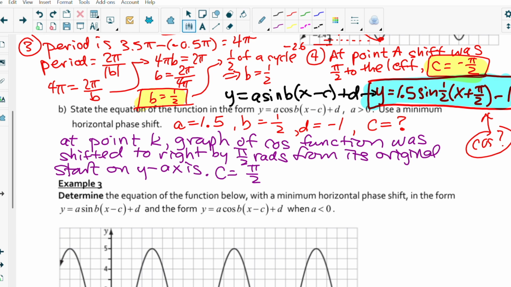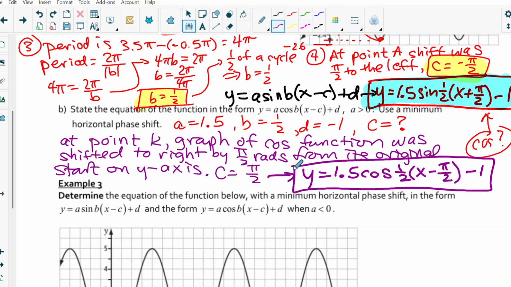Okay, so the a, b, and d values are all the same. What does the new cosine function look like? Well, it looks like this. y equals, a value is still the same, cosine, the b value is still the same. Well, from the original cosine function, I'm shifting it to the right, so that's minus pi over 2, and then the d value of the vertical shift is still the same. So that's my equivalent cosine function for that. So those are the equivalent functions. They'll make the same graph. Okay, there you go.